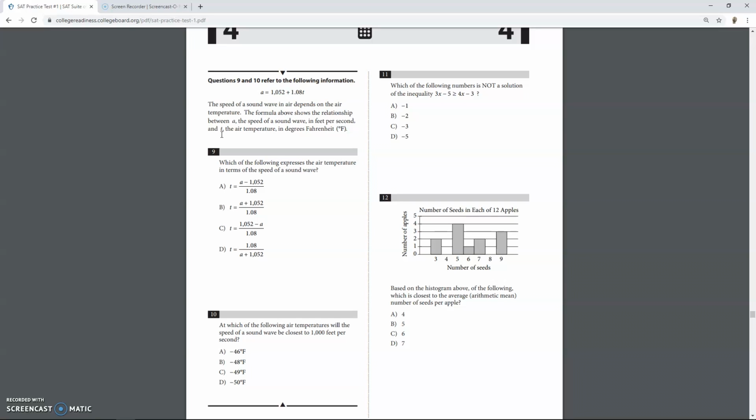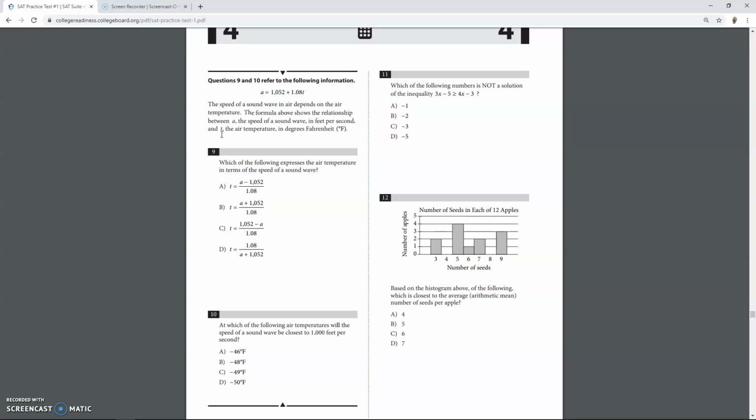It means 1,000 equals 1,052 plus 1.08 t. This will give us the part where 1.08 t equals -52 if we subtract both sides by 1,052. For 1.08 t equals -52, if we put it into a calculator, we will find out that it is approximately -48. That will give us the answer of B.